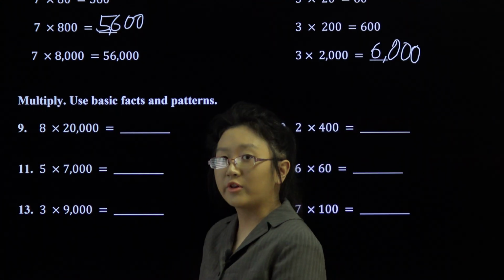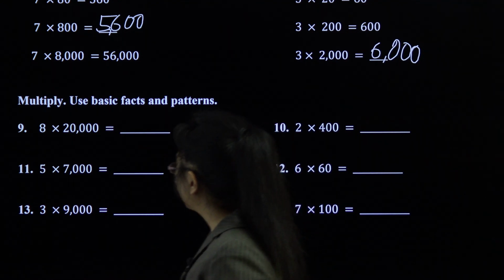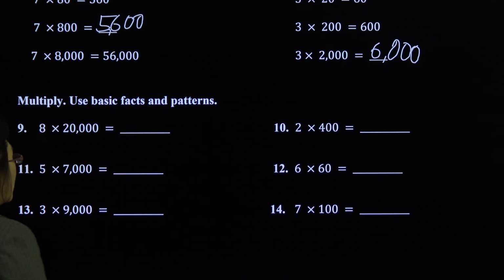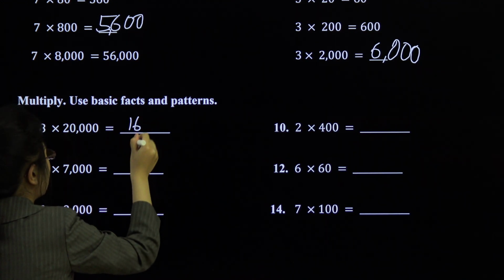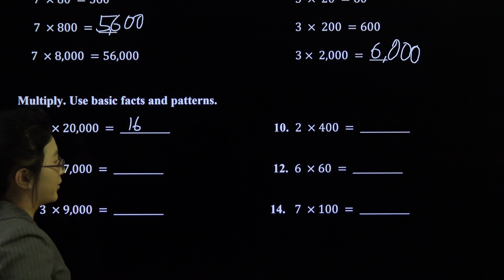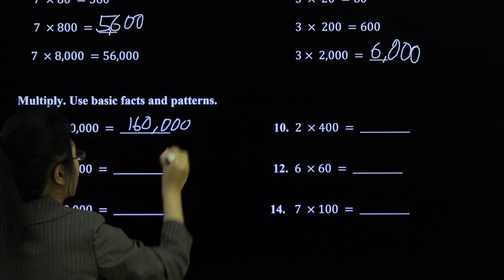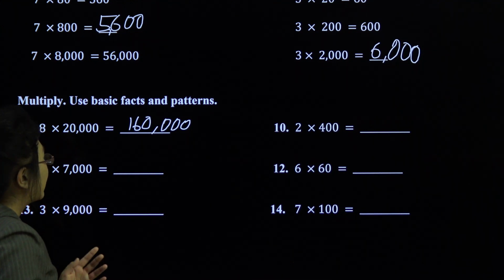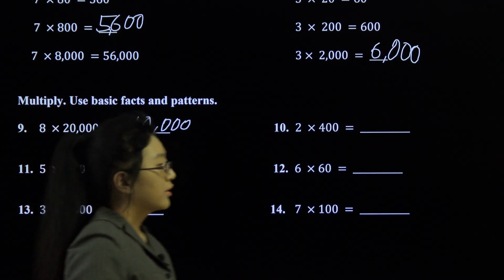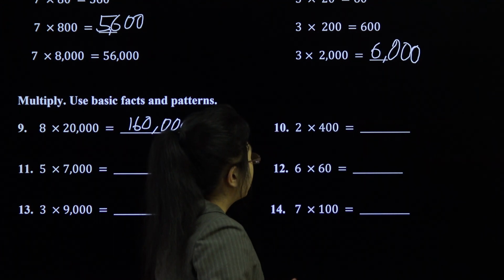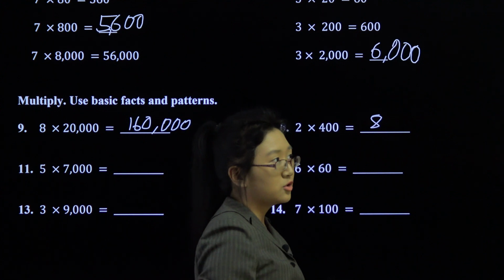Now we're going to do some other practice problems. Use basic facts and patterns. 8 times 20,000 would be 8 times 2 is 16, and then 20,000 has 4 zeros. So you would use 1, 2, 3, 4 zeros, and get 160,000.